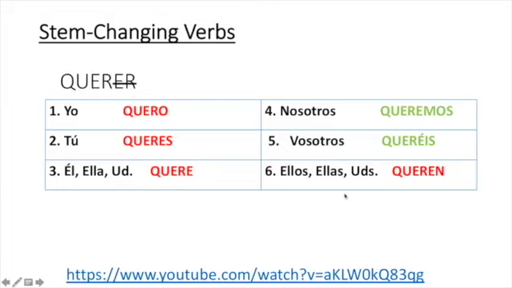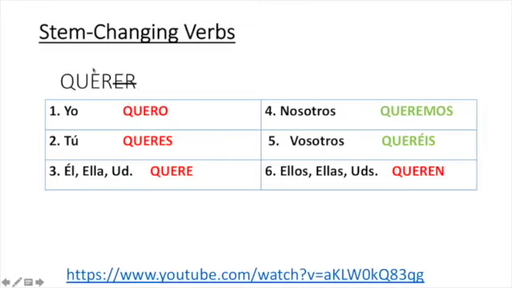So the interesting part about this process is that for the nosotros and vosotros forms, nothing happens here. They remain as queremos and queréis. But for your other forms, the yo, tú, él, ella, usted, and ellos, ellas, ustedes, something does happen to those. So I put nosotros and vosotros here in green because we know we're good to go. Those are correct. But the others are wrong.